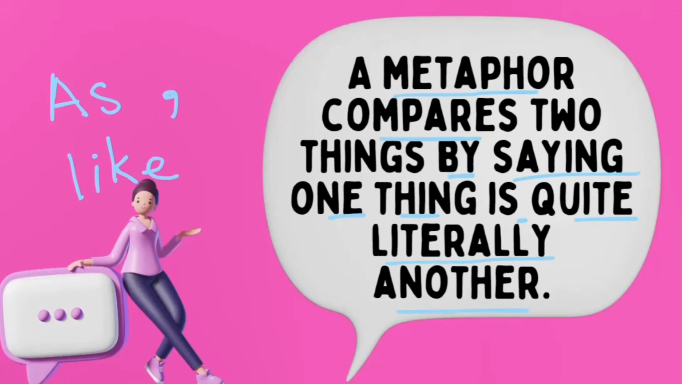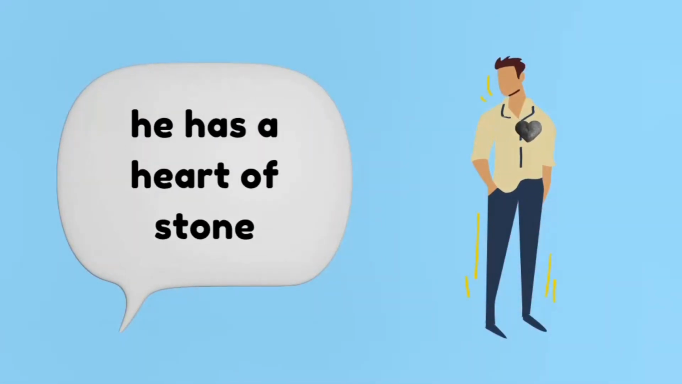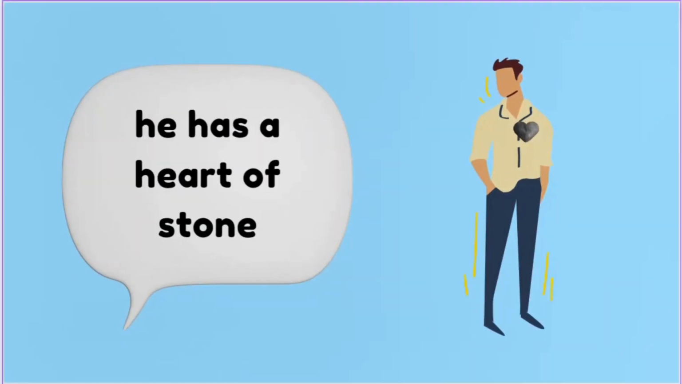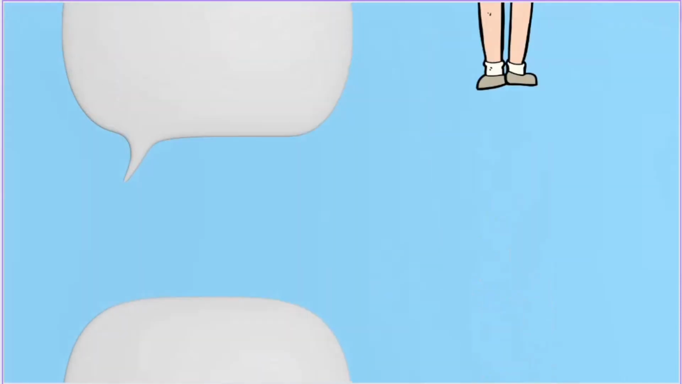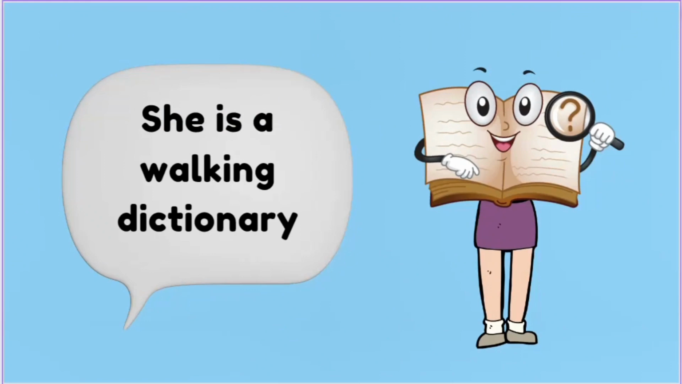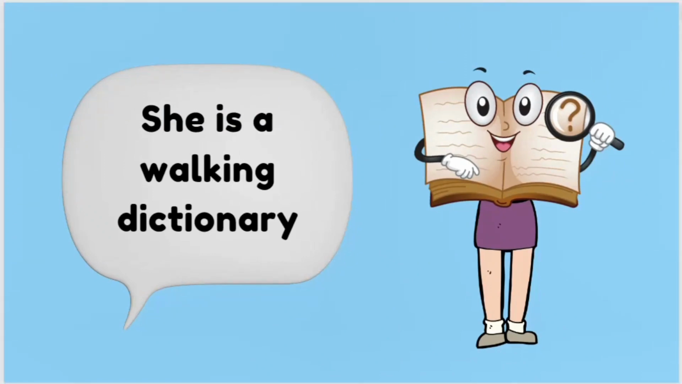So let's see some examples. The first one is he has a heart of stone. It means that he is cruel. He is stone hearted. No feelings, right? She is a walking dictionary. We are not saying that she is so knowledgeable. She is a walking dictionary because she knows everything.